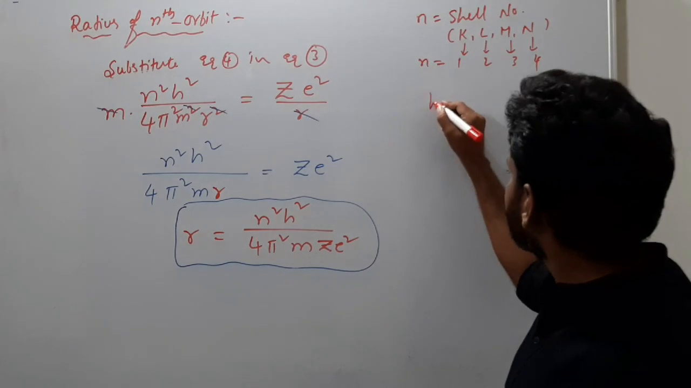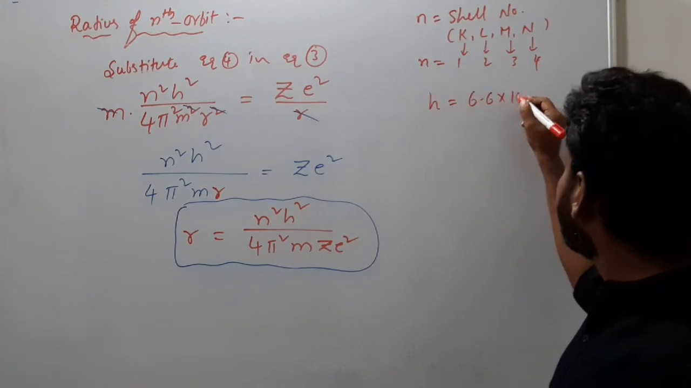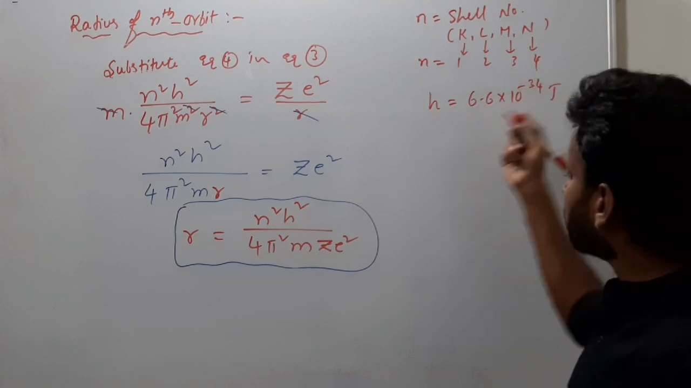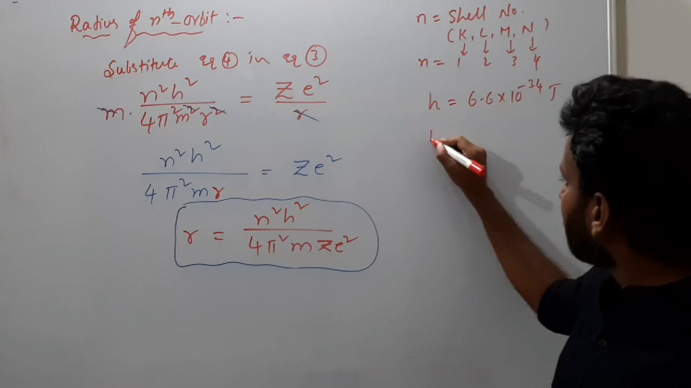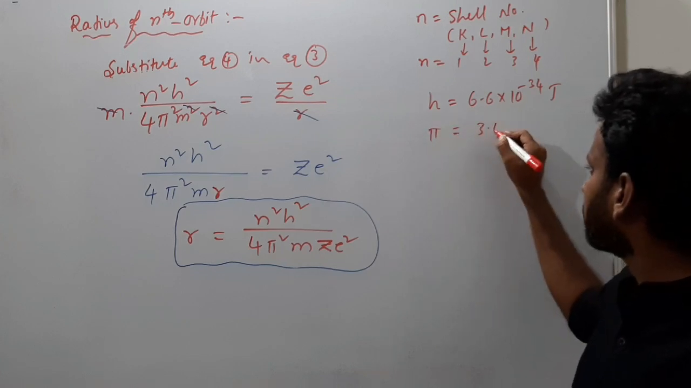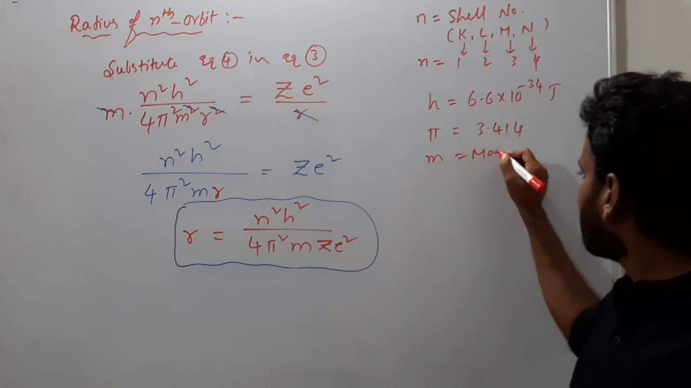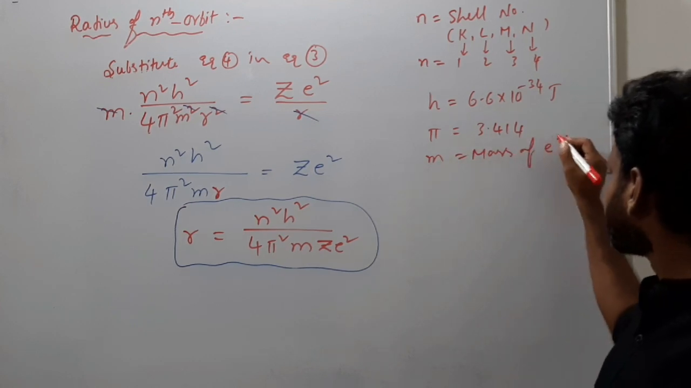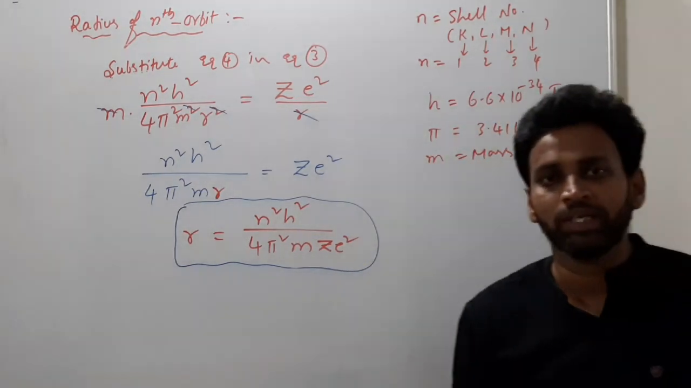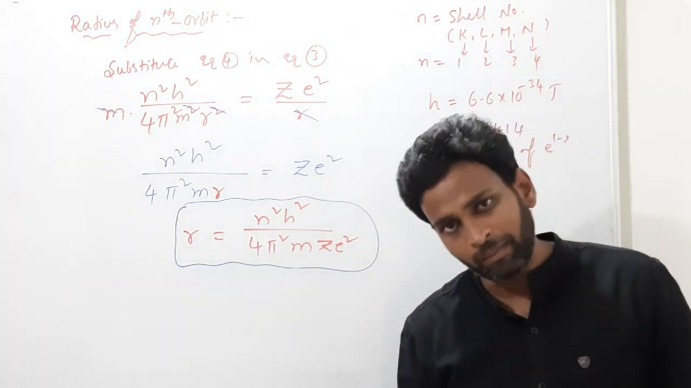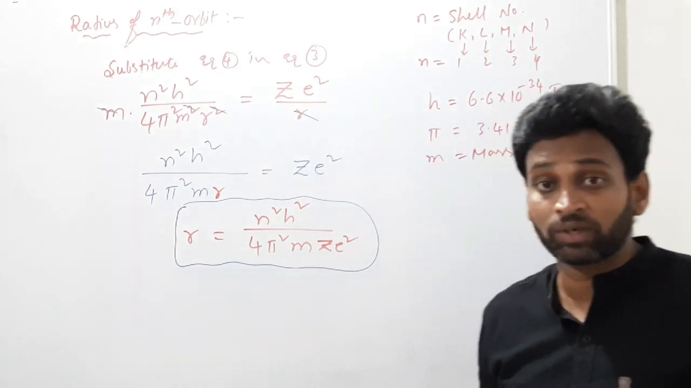And H, we know, is the Planck constant, 6.625 into 10 power minus 34 joule-seconds, you know already. And the pi value, 3.14. And M means mass of electron. Suppose this is in joules, then mass of electron should be in kg. You remember the mass of electron? It is 9.1 into 10 power minus 31 kg.